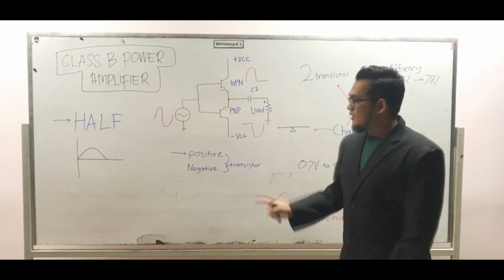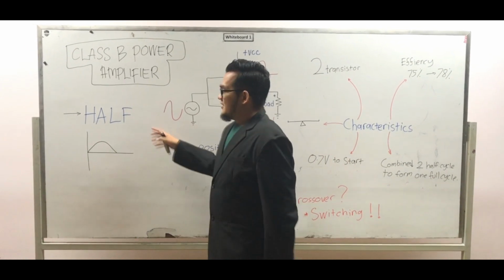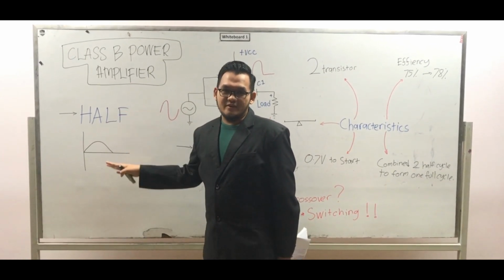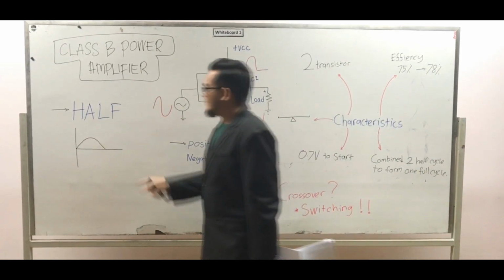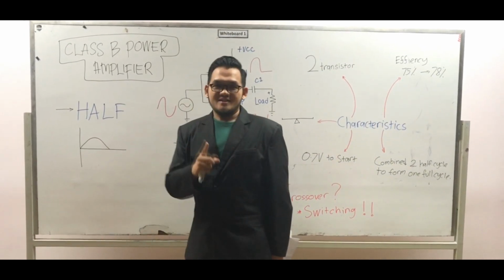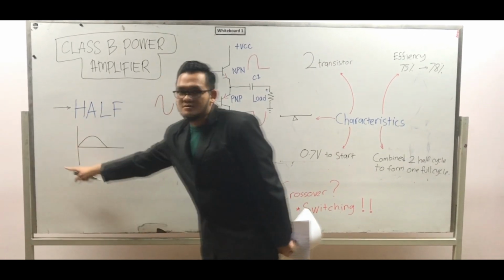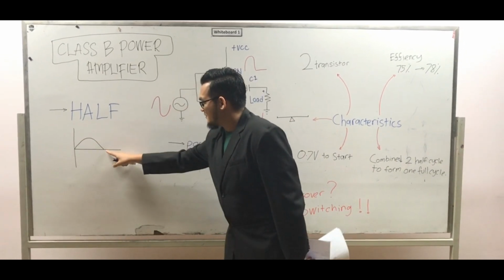What is Class B power amplifier? Class B power amplifier is amplified at the cut-off point. The Q point is at the x-axis. When biasing at the Q point, it will form the half input cycle. As you can see here, this is half.